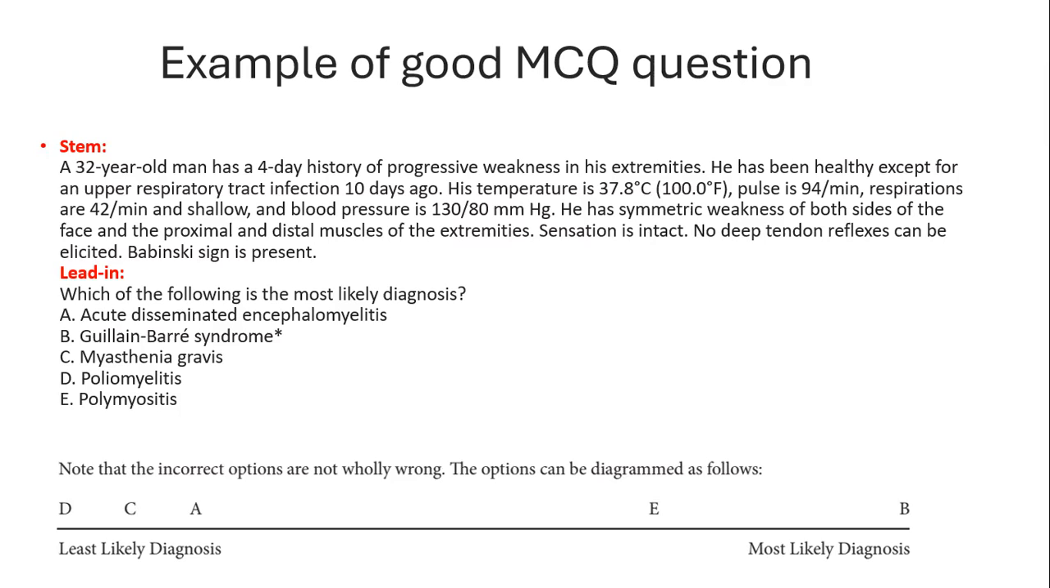Note that incorrect options are not fully wrong. The options can be diagrammed as follows. D, C, A are least likely diagnoses, but B is the most likely diagnosis. It is Guillain-Barré syndrome.